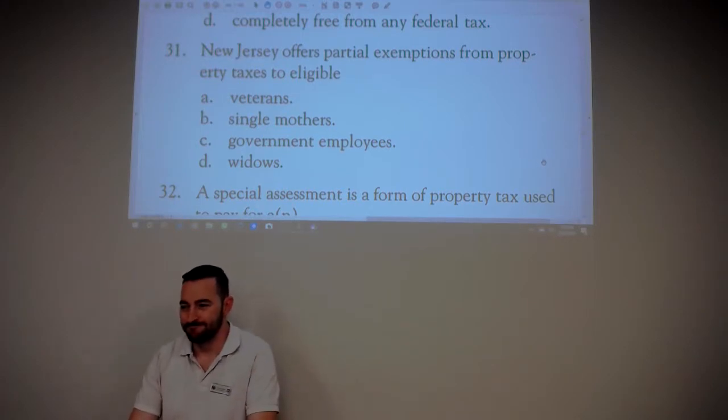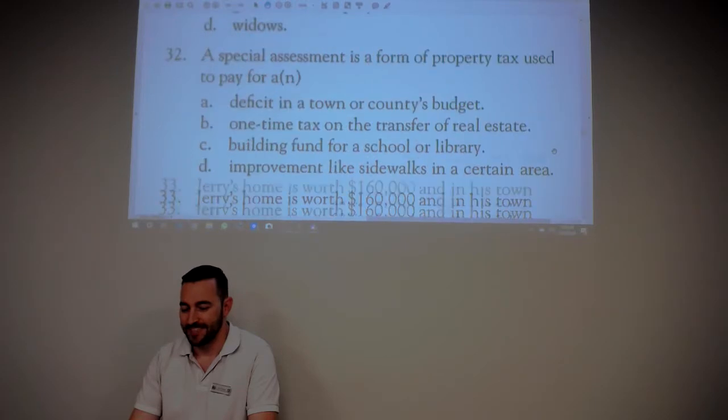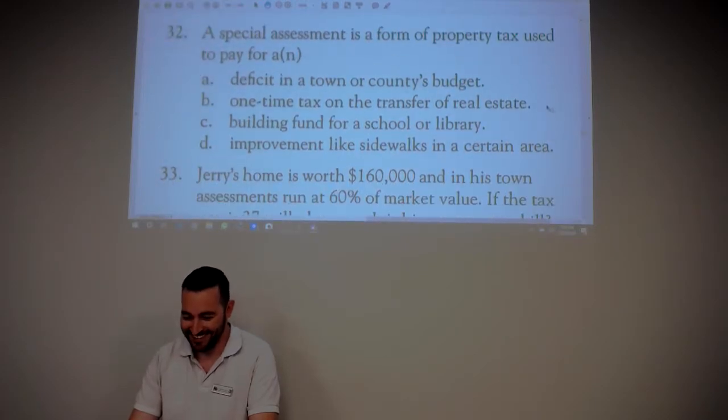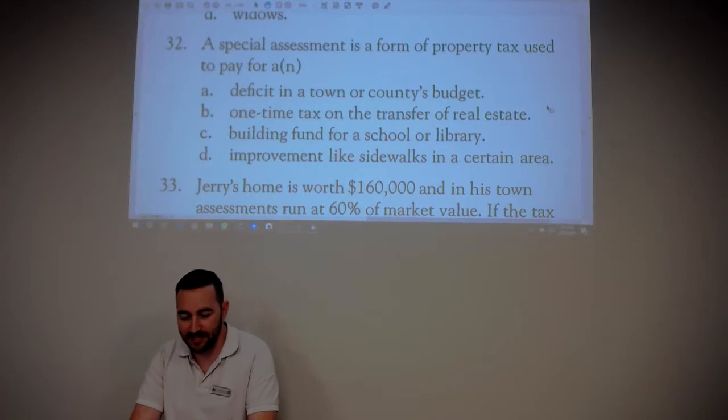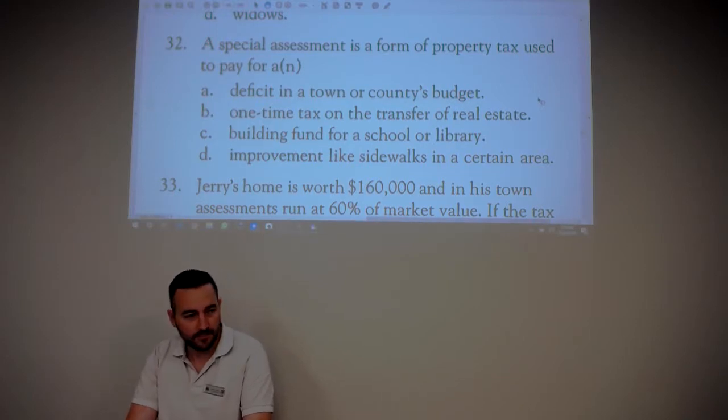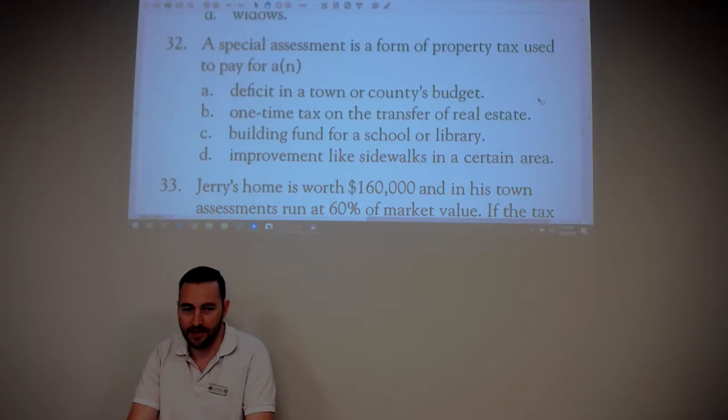32. Special assessment is a form of property tax used to pay for A, deficit in a town or county's budget, B, one-time tax on the transfer of real estate, C, building fund for a school or library, or D, improvement like sidewalks in certain areas. D. Okay? Who says it's A? Who says B? C? D?